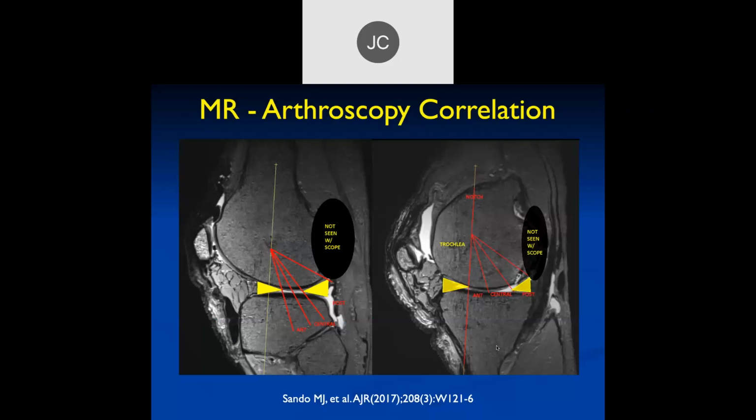So what we actually then realized is what the arthroscopist calls the posterior aspect of the knee, the central aspect and the anterior aspect of the knee aren't what we called it at all by MR.